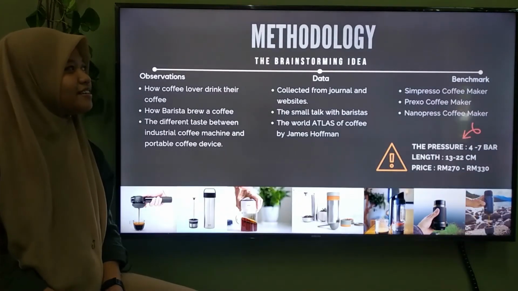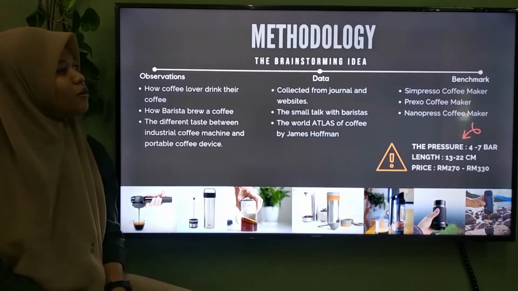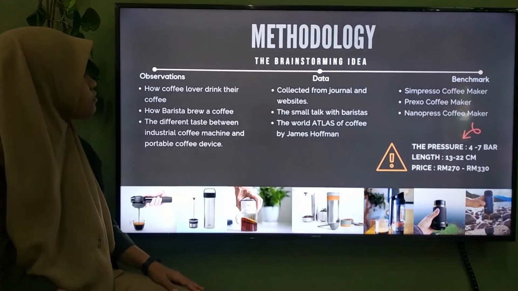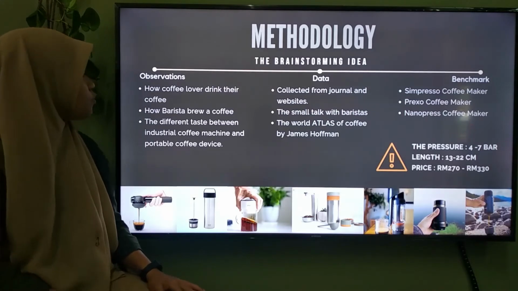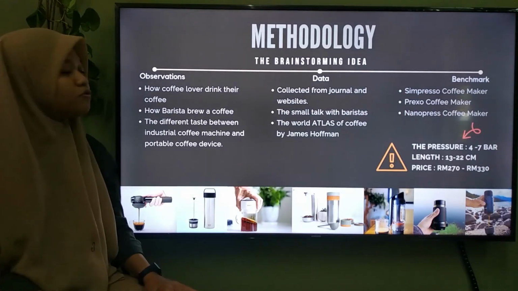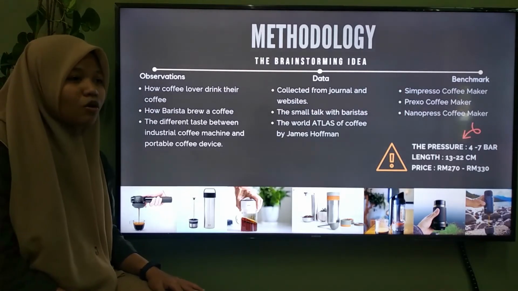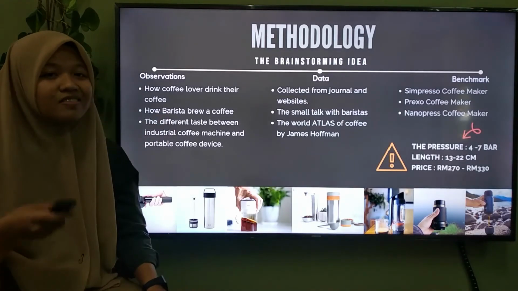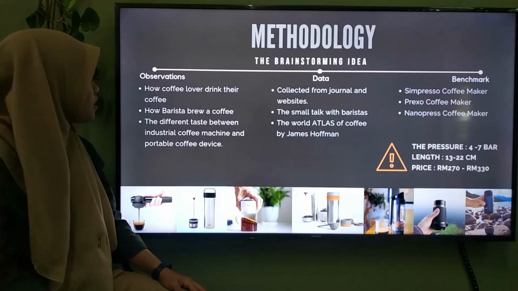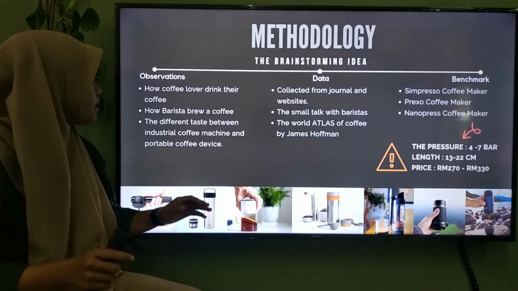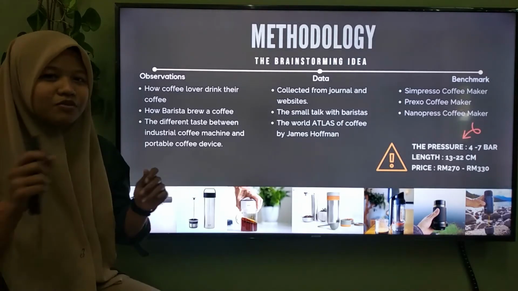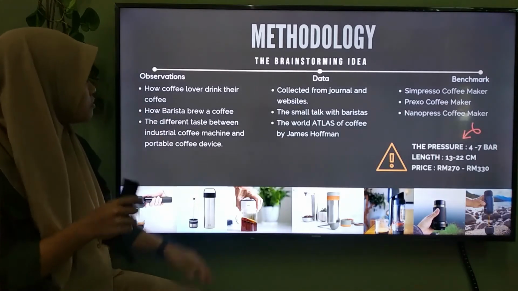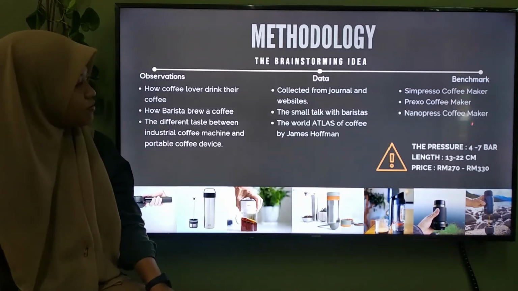So the next slide is the methodology, or I can say this slide is how I produced the idea. The first one is observation, which is I love to see how coffee lovers and also baristas brew coffee and taste the coffee. And I slightly differentiate between the taste of industrial coffee machines and portable coffee devices.